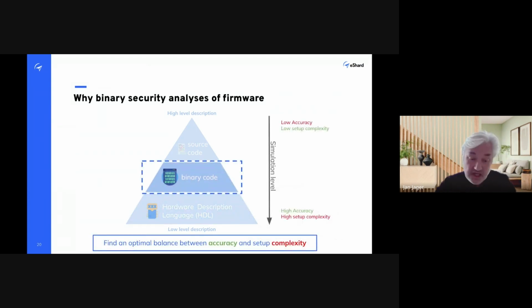So there we go. We are at the binary code level, where we think the trade-off between accuracy and complexity is the best, the optimal balance. And of course, it is a reflection of the real life code, because it is the binary, so it is already the production code, or at least compiled with the right compiler settings. That's a real reflection of what you want to test. And with our platform, we can also do some reverse engineering on it, which makes it even better to test with a binary analysis.